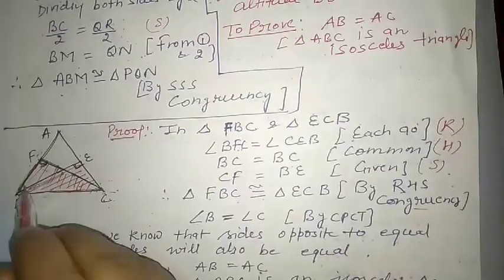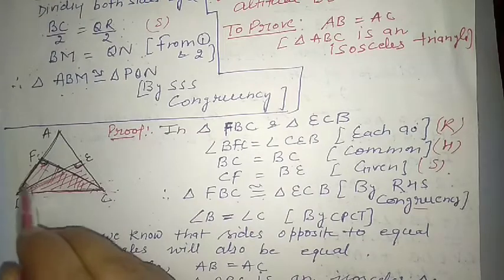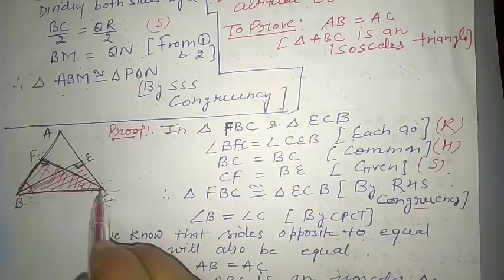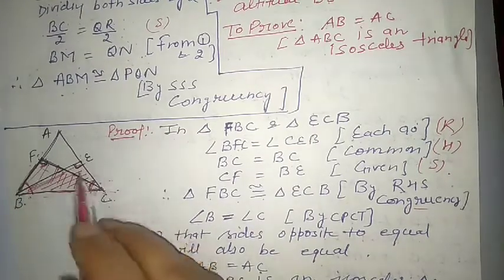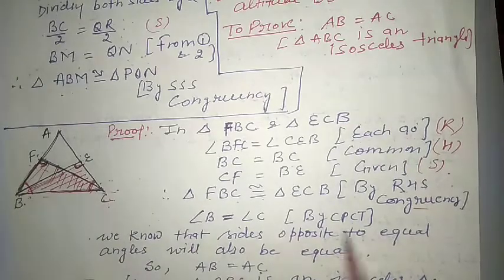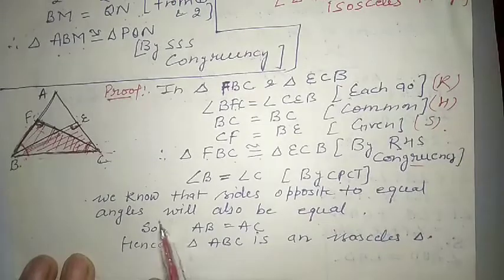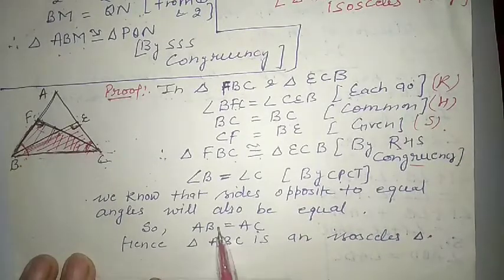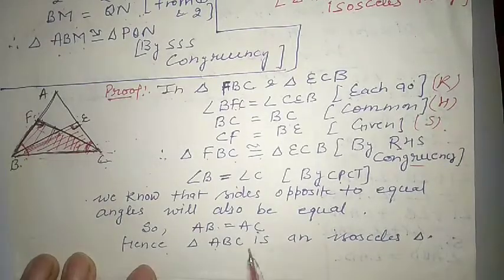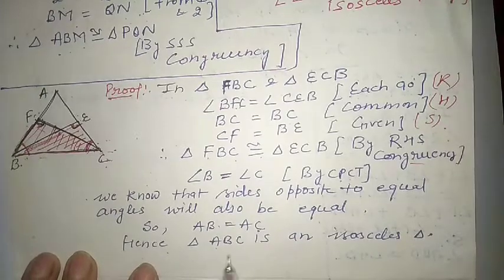Hence by the CPCT we can say angle B of triangle FBC and angle C of triangle ECB are both equal. We know that the sides opposite to equal angles will also be equal, so AB is equal to AC, hence triangle ABC is an isosceles triangle.